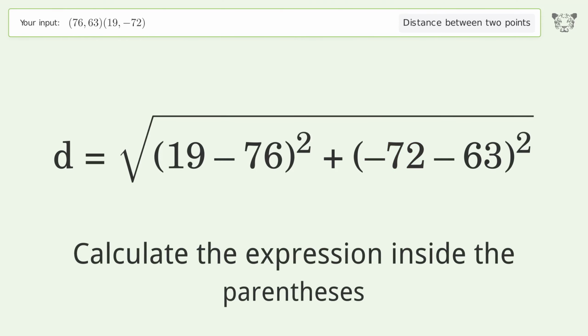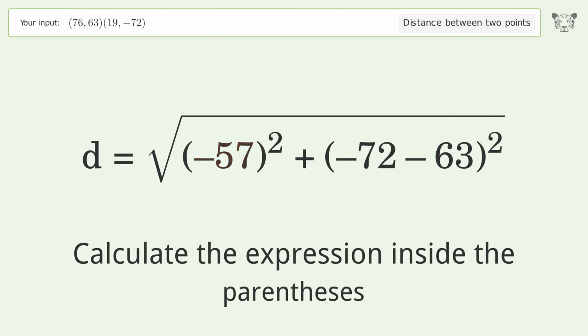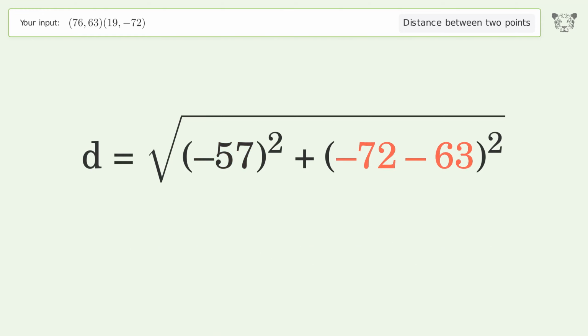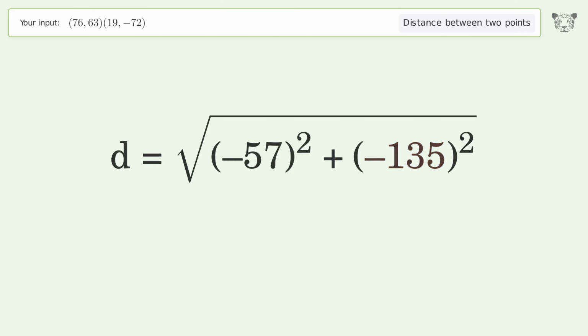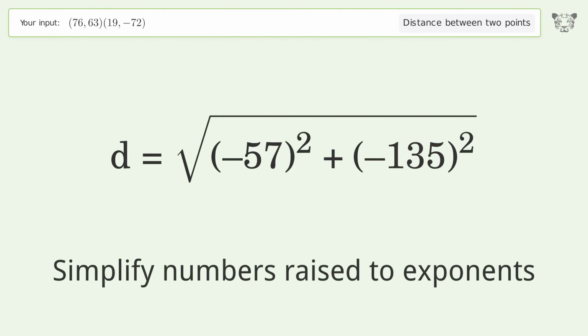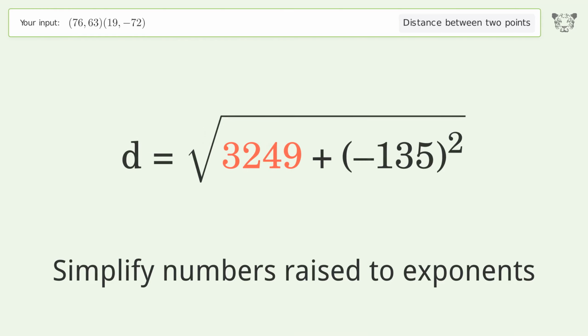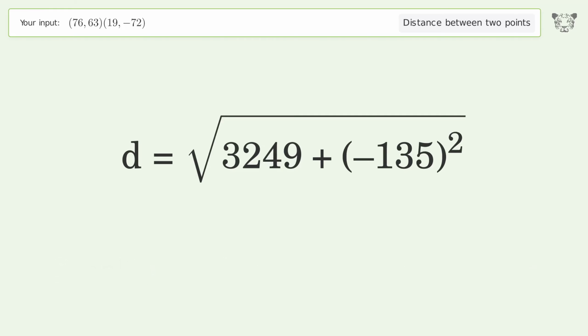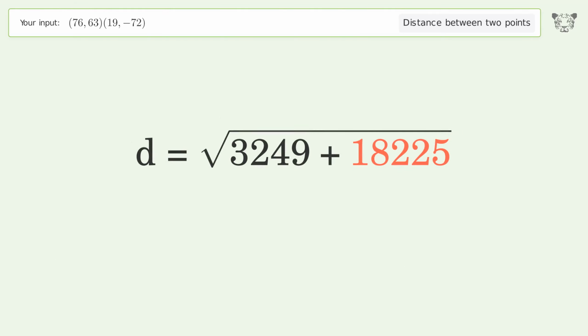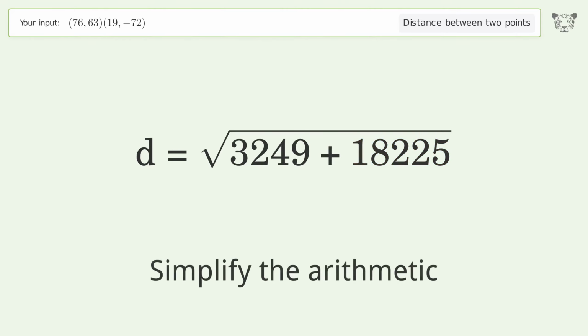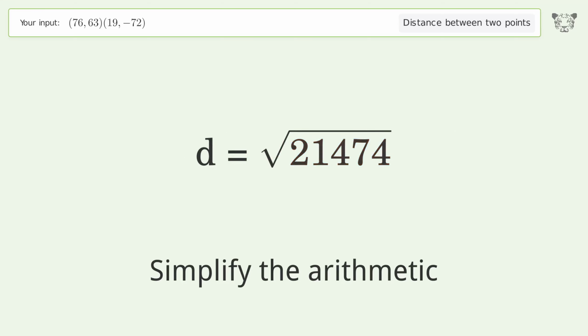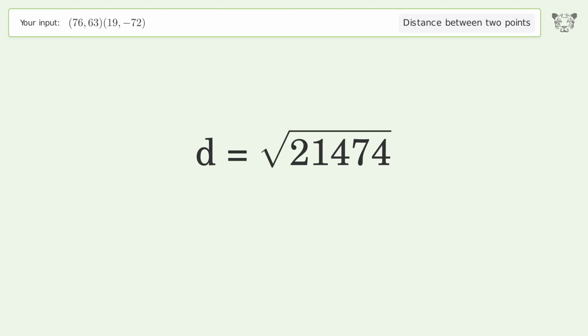Calculate the expression inside the parentheses. Simplify numbers raised to exponents. Simplify the arithmetic. And so the distance between the 2 points is the square root of 21,474, or 146.54.